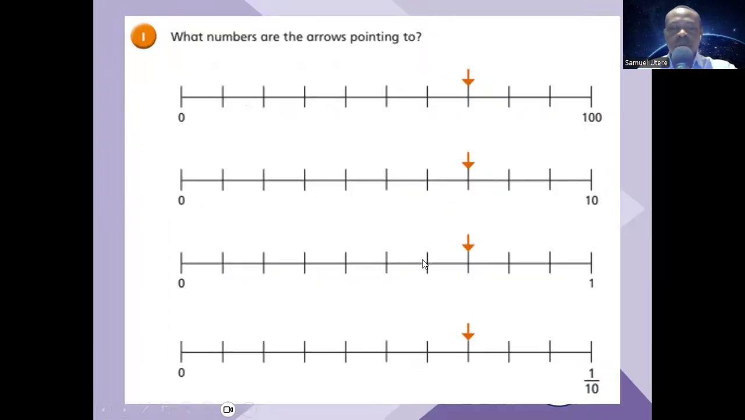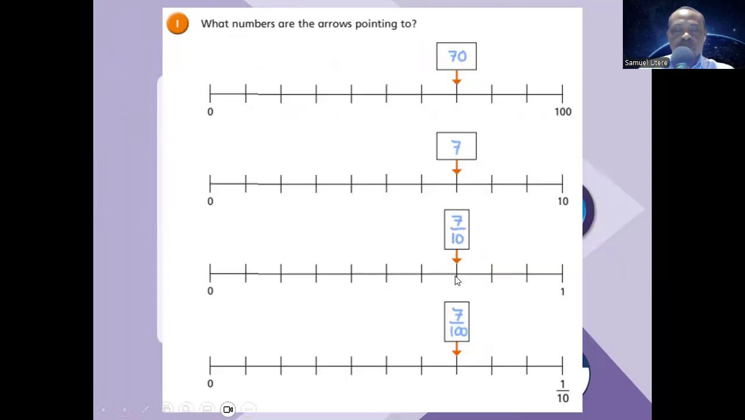Here is question 1. Pause the video and answer question 1 in 2 minutes. Assuming you've paused the video and you've answered question 1, here is the answer. So by now, you should know how to put values on a number line. So here we move gradually from integers down to the tenths.